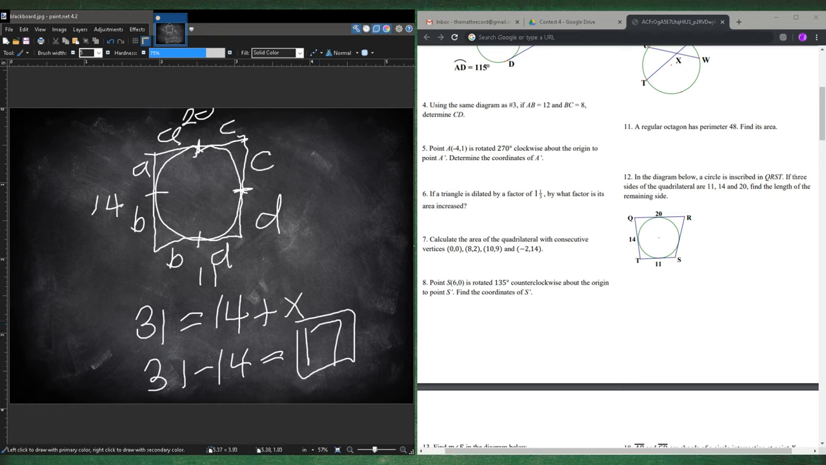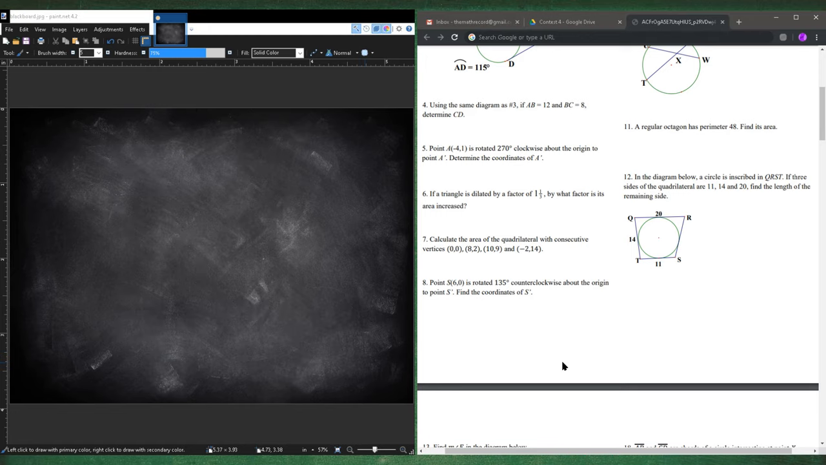So in question 12, what you need to know is that if you add opposite side lengths, they should be equal to each other. So QR plus TS is equal to QT plus RS. So the answer for 12 is just 17.